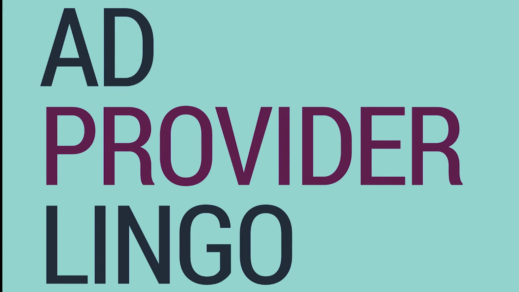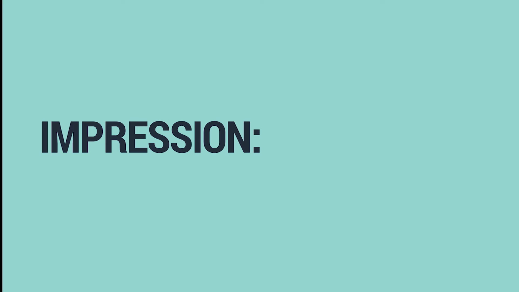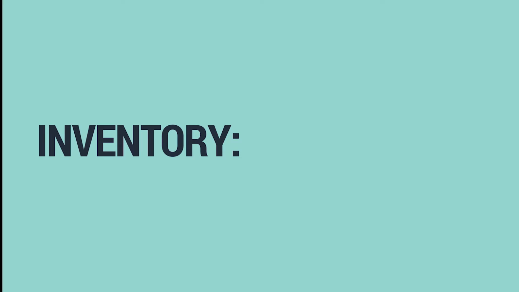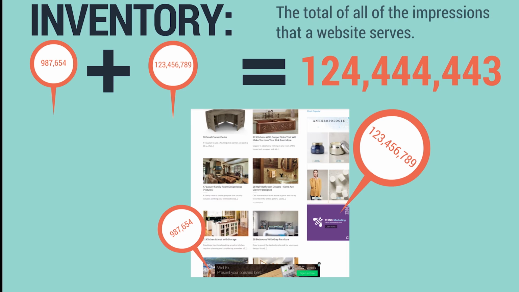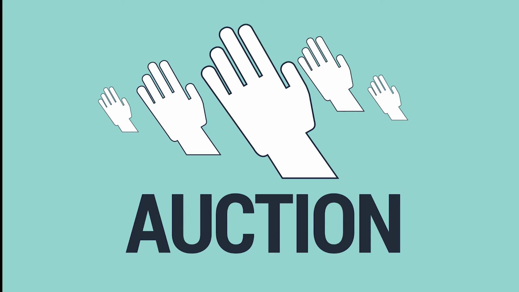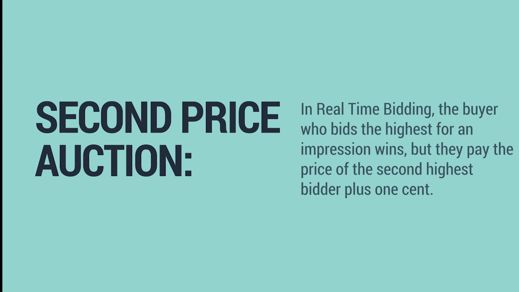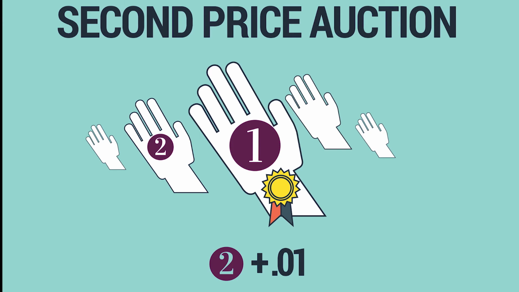We're now moving on to the lingo that ad providers use when talking about monetizing your site. Impression. The potential an ad has to be seen by someone. That brings us to inventory, which is then the total of all the impressions that a website serves. When an ad impression is sold, it's bid on by ad providers in a digital auction. This auction is called a second price auction. It happens in real time, where the buyer who bids the highest for an impression wins, but pays the price of the second highest bidder plus 1 cent.